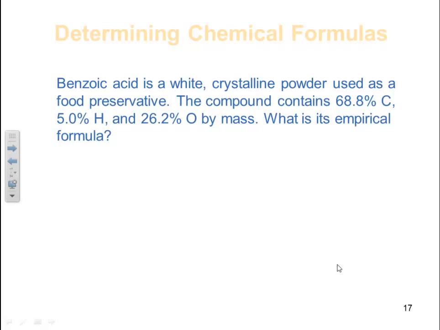For example, benzoic acid, it's a white crystalline powder used as a food preservative. The compound contains 68.8% carbon, 5% hydrogen, and 26.2% oxygen by mass. What is the empirical formula?